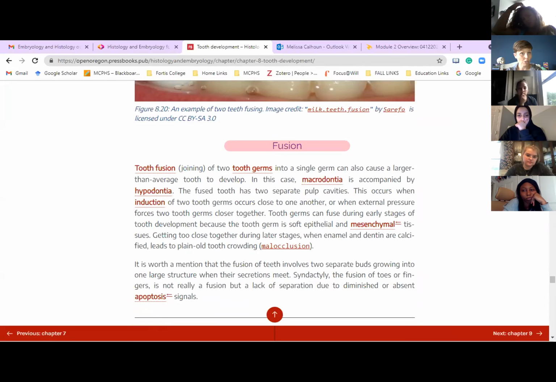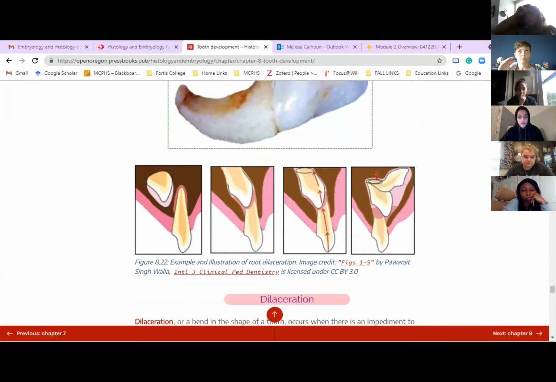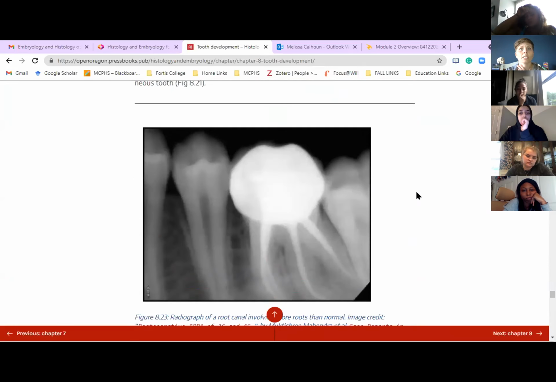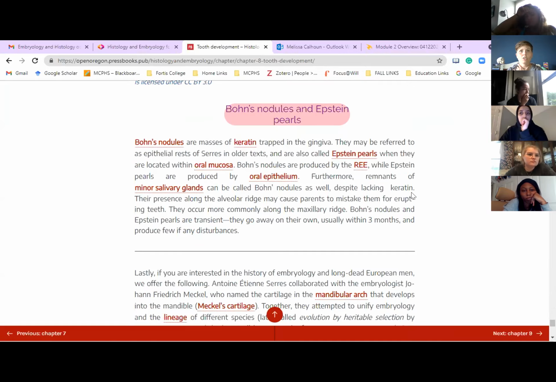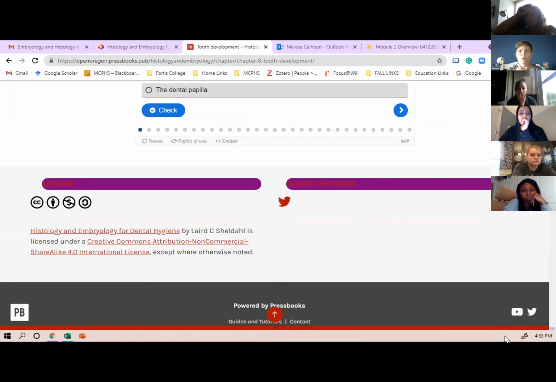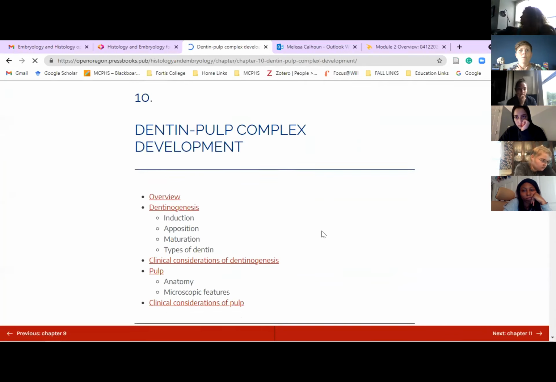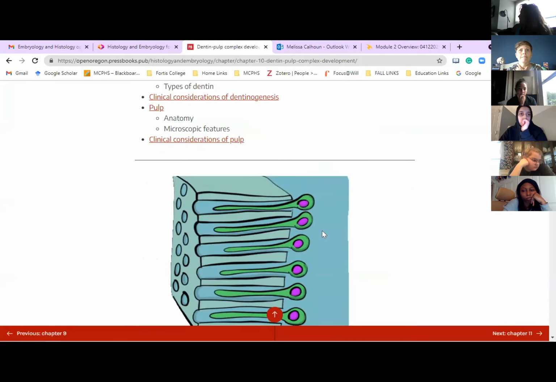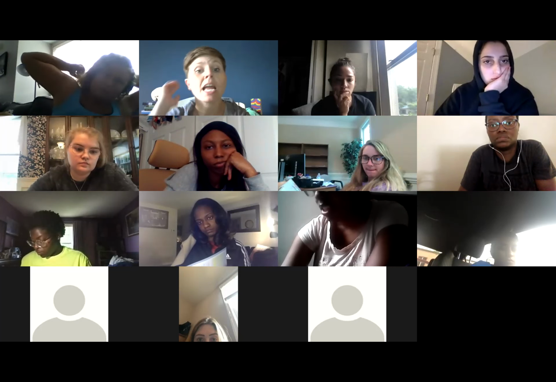Actually, it's also a good resource for your presentation. Oh, this is dilaceration. I was going to see if it had an illustration of the tooth eruption. Oh no, enamel development, and we'll get into that in more detail next week, when we get into the histology part of everything.